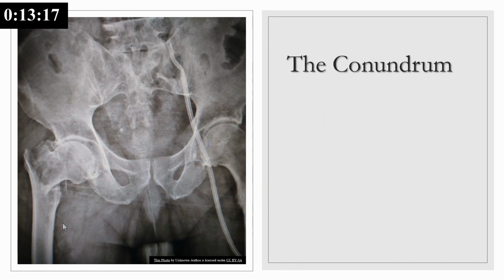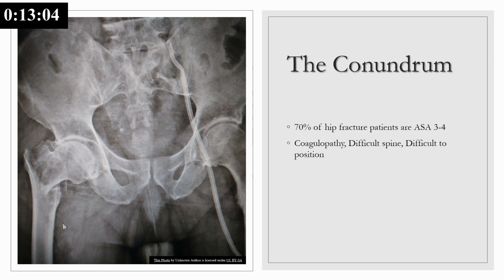Now, there are some challenges that we face. Any of you who have anesthetized an elderly patient for hip fractures know that they are never ASA 1 or 2. They're usually beyond that. Almost 70% of them are ASA 3 and 4. They have different issues: coagulopathy, difficult spines, difficult to position. Surgeons want to operate ASAP, so you don't have the luxury of getting the patient optimized. They want the patient in theater fast, and I'll tell you why. And this leaves you with limited time.